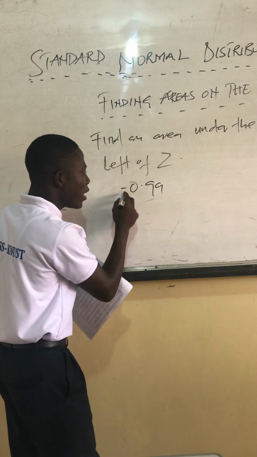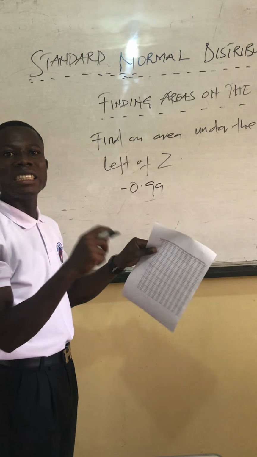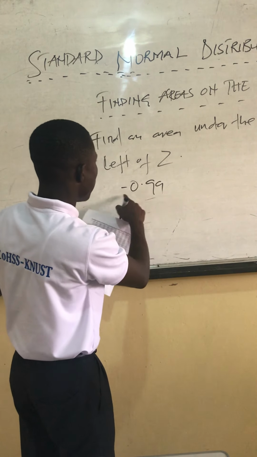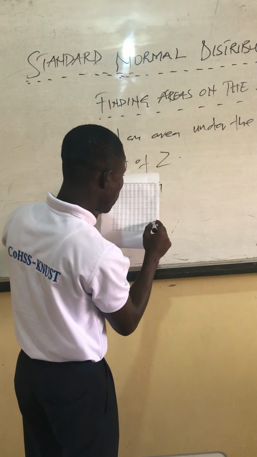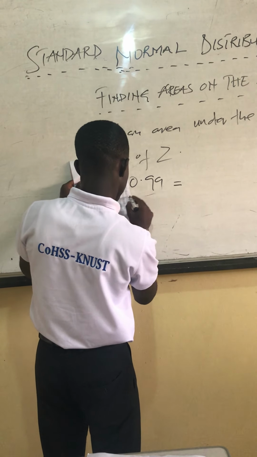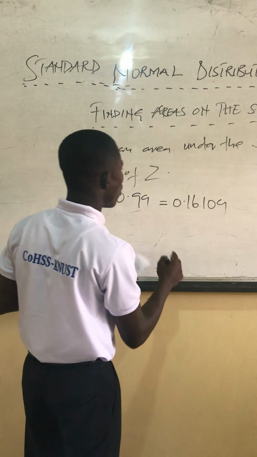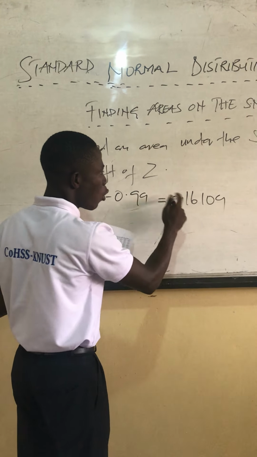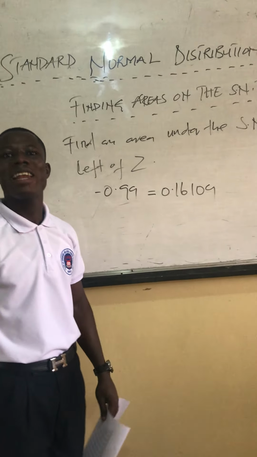So here you find negative 0.9 on your vertical axis and 0.09 on your horizontal axis. So where they intersect, where they meet, that area there becomes your final answer. So I have my negative 0.9 here, and I have 0.09 here. So I trace it. My answer on the table is 0.16109. So finding 0.99 on the left of z, on the sheet, I got 0.16109, and this is my final answer. Why? Because it is on the left of z.